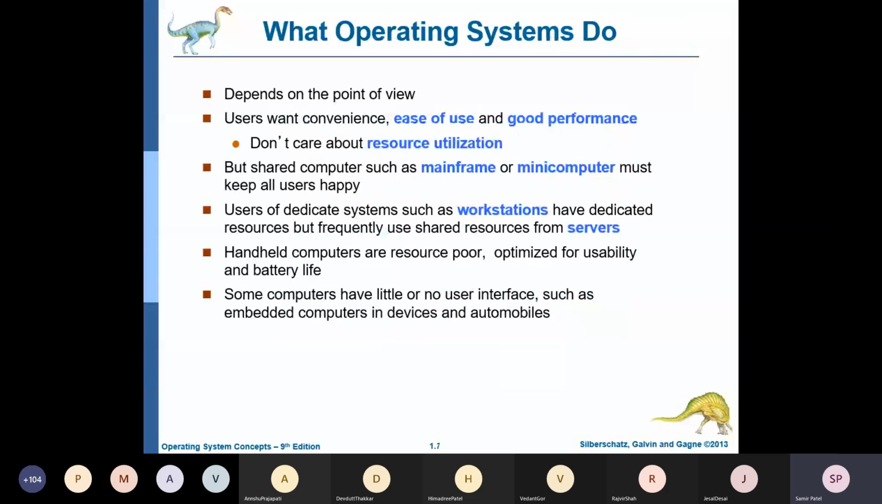Okay. So what does the operating system do? Right. So it depends on the point of view. What you are looking at, whether you are looking at the performance part, or whether you are looking at the ease of use. So anyway, we have to make sure that the proper resource utilization is done. So what does the user want? The user wants convenience, right? So that is nothing but ease of use, right? And even good performance at times, right? So both these things are expected of any operating system.